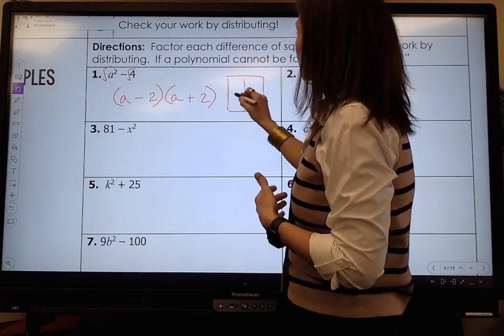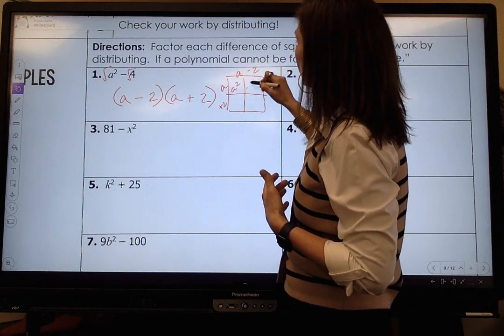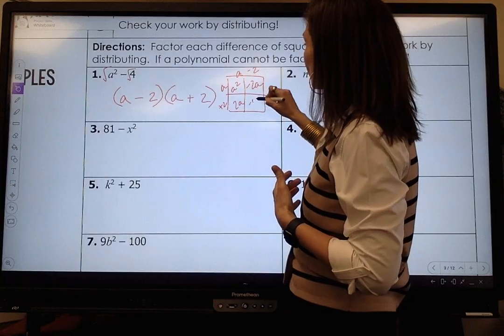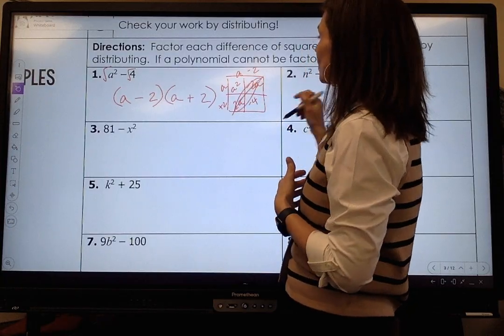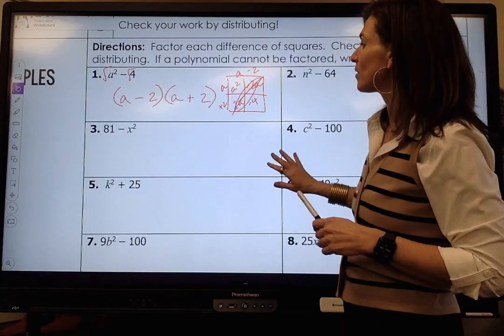So remember, this is a difference of squares, so a minus 2 times a plus 2. I get a squared, negative 2a, positive 2a, negative 4. Those guys cancel out. A squared minus 4 is what you're left with. That middle term will always cancel out.